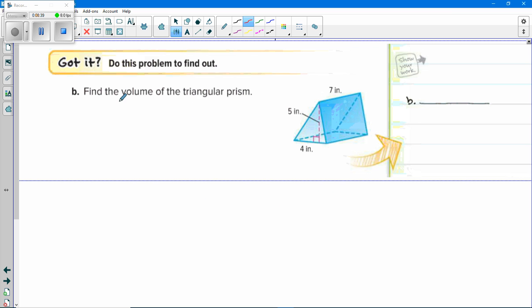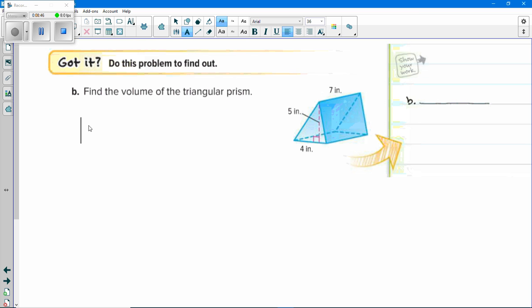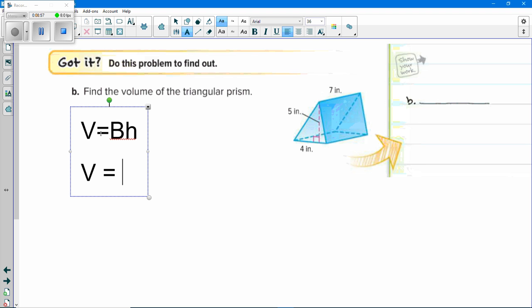Alright, so look. Find the volume of the triangular prism. Well, we know we do that like this. Okay? Volume equals the area of the base times the height. Okay, that being said, then the volume is going to equal 5 times 4, and we're going to divide that by 2, or we're going to take half of that.